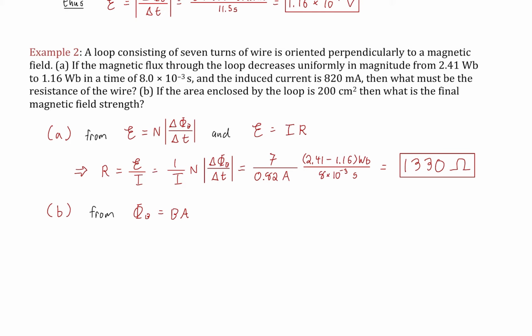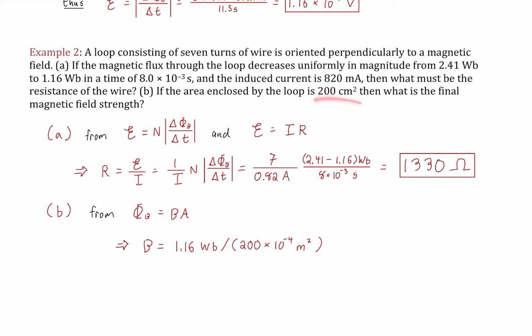And then part B is just a quick follow-up to work with the flux term here. The area enclosed is known to be 200 cubic centimeters. Then what is the final magnetic field strength? We can just solve for B, because we were never given the field strength, but once we're given the area, we certainly have enough information to solve for it. So our final flux was 1.16 Webers because it did decrease, and we'll just divide by the cross-sectional area.